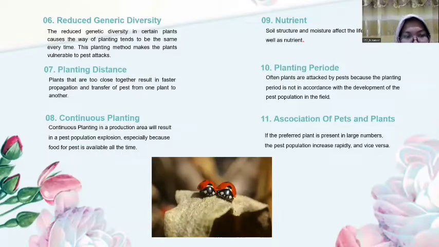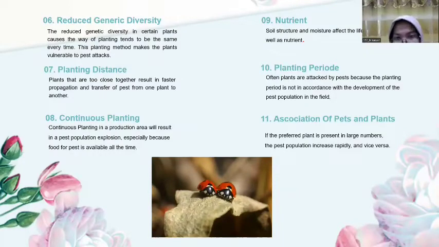Continuous planting in a production area will result in a pest population explosion, especially because food for pests is available all the time. Nine, nutrient. Soil structure and moisture affect the life of pests, as well as nutrient. Ten, planting period. Often plants are attacked by pests because the planting period is not in accordance with the development of the pest population in the field.